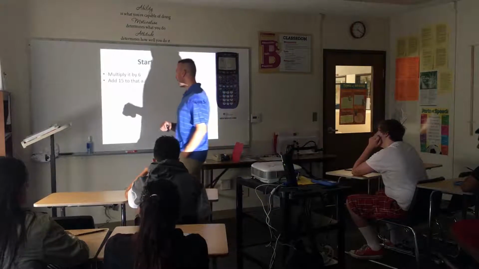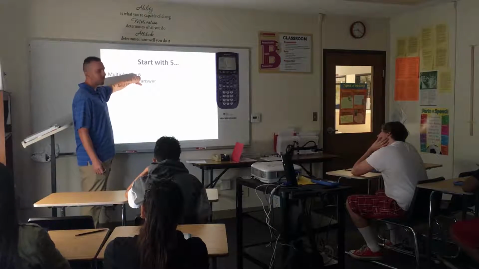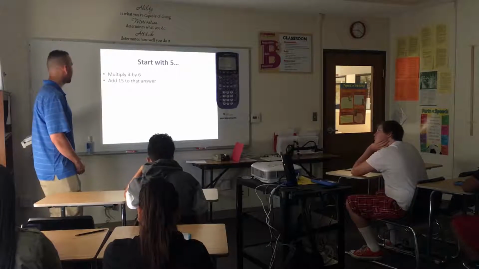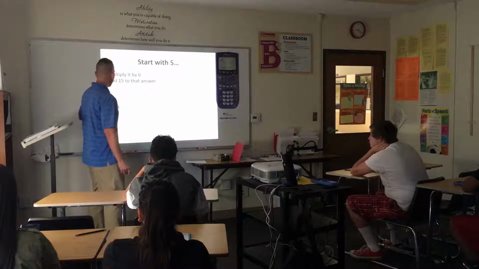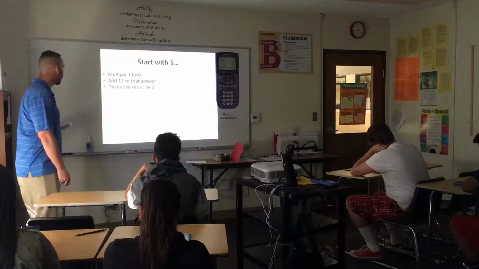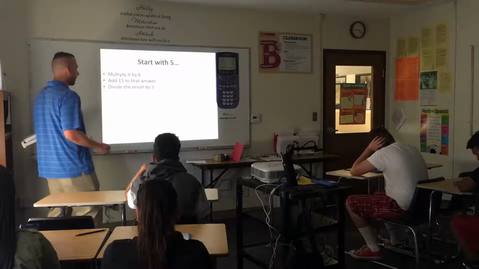Yes, after we multiply, we have to press enter. I forgot that. So it's probably better if you start with 5, multiply by 6, and then hit enter. It'll give you the total of what that is. And then after you do that, add 15, enter. And then divide by 3 and then enter.